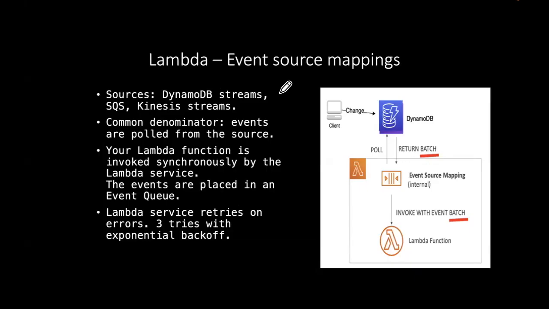With synchronous, an example of synchronous integration was API gateway. So when an API gateway sent a message to a Lambda function, the gateway waited for the Lambda to respond back with the result. So there was synchronous communication between API gateway and our Lambda function.